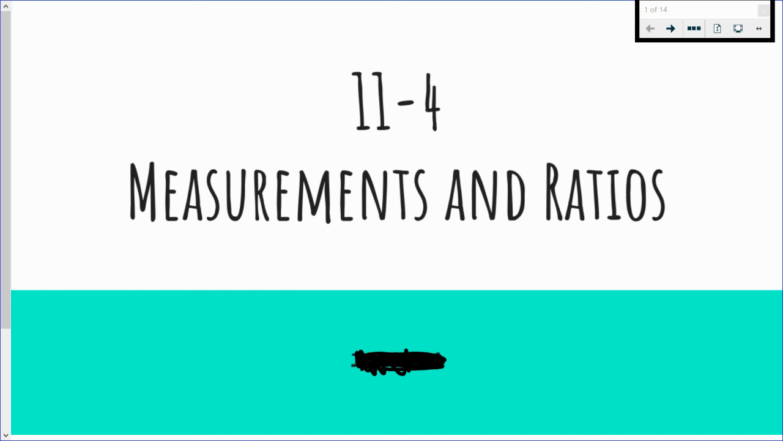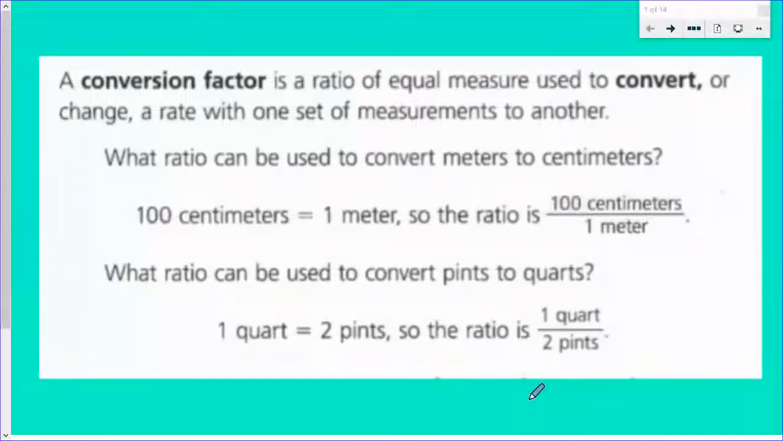In this video, we are going to continue our discussion about ratios, and we're going to talk about this in terms of measurements. So let's go through some samples here.